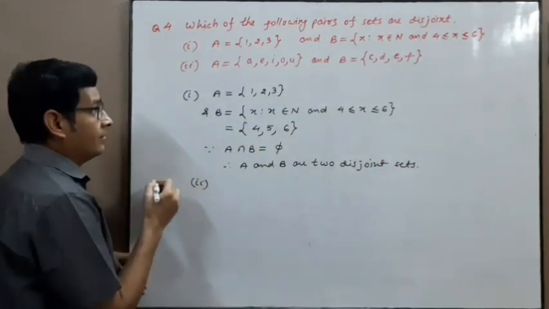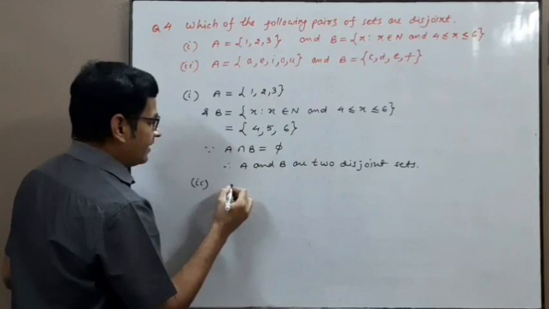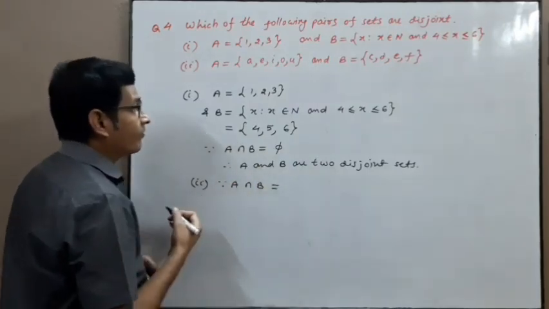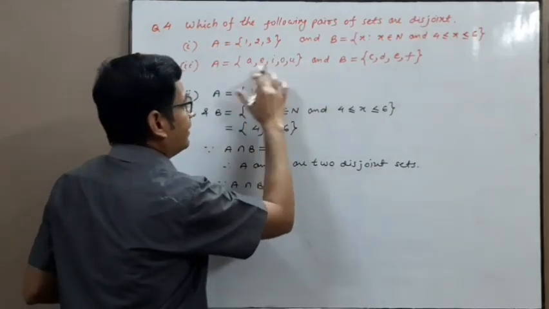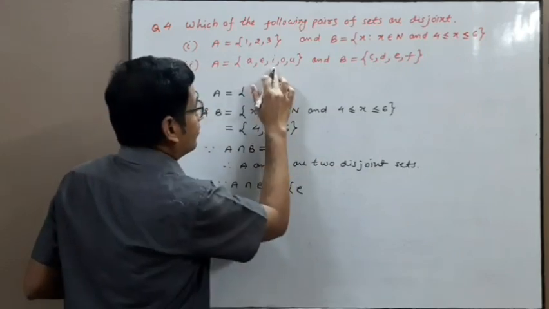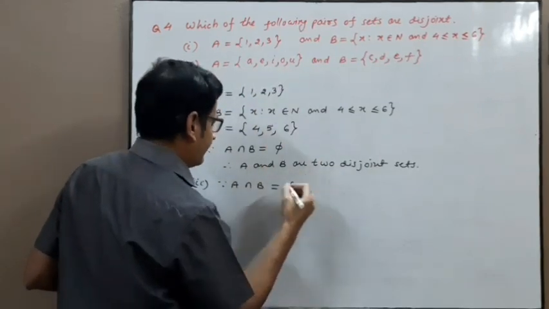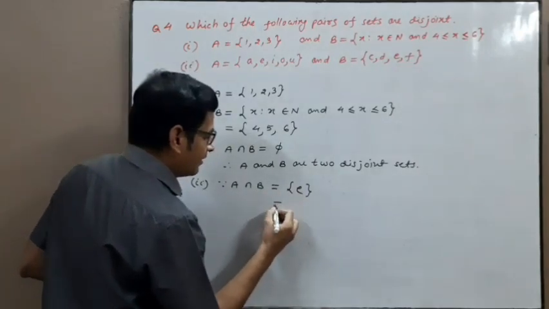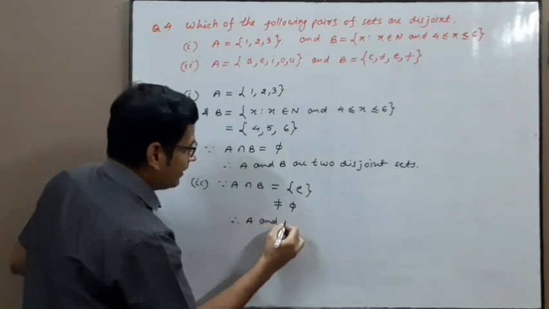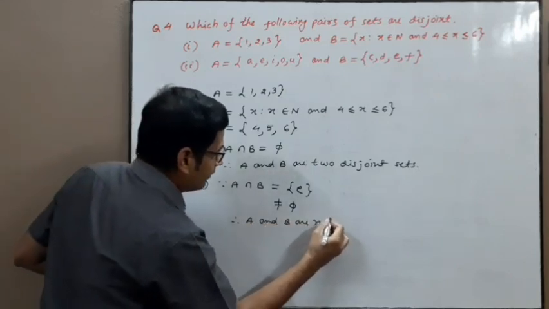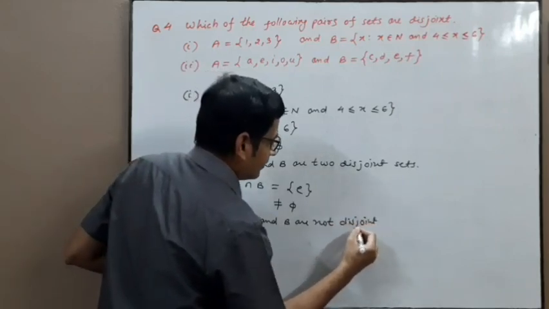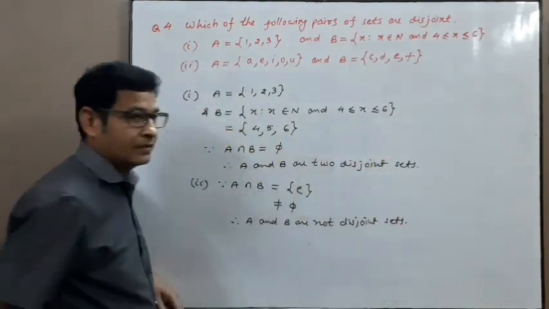Second, A equal to this and B equal to this. Write directly. A intersection B is equal to, what is common between A and B? A, there is no A. E, yes, E belongs to this. I, no. O, no. So only one element. So A intersection B is equal to E, not the null set. Therefore, A and B are not disjoint sets. Thank you.